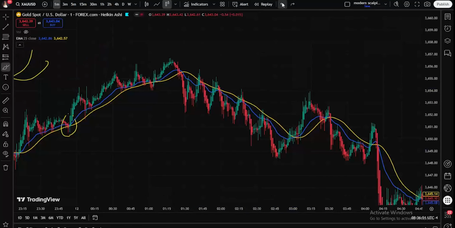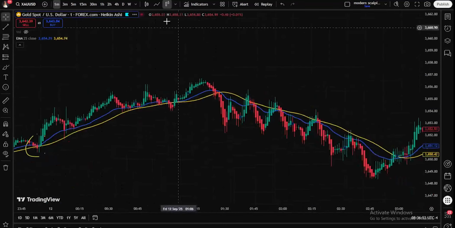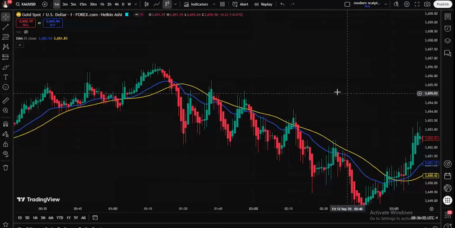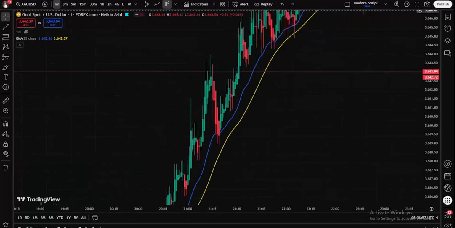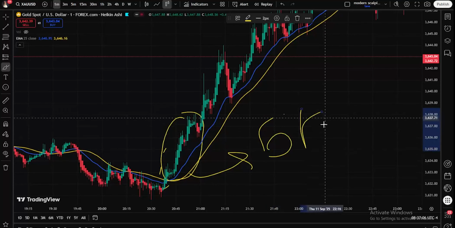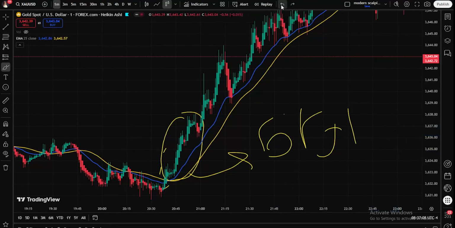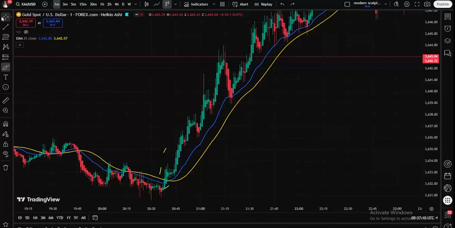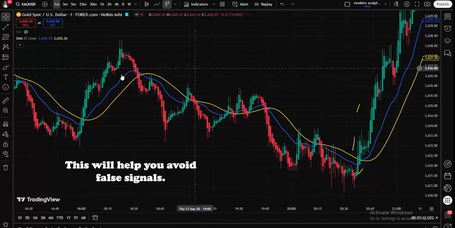Heiken Ashi candles. We often make mistakes in scalping because regular candles have a lot of noise. Heiken Ashi is here to solve this problem. When several green candles appear in a row, it means the uptrend is really gaining strength. When we see consecutive red candles, it means that the sellers have taken control. This helps us to be less involved in false signals.